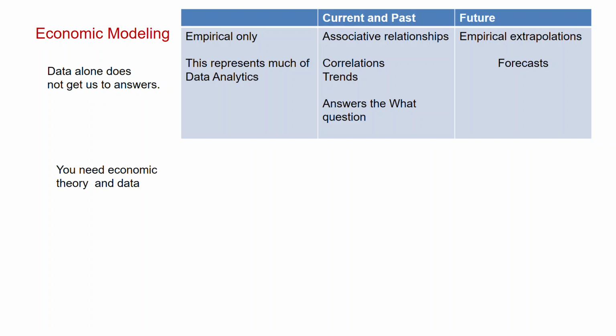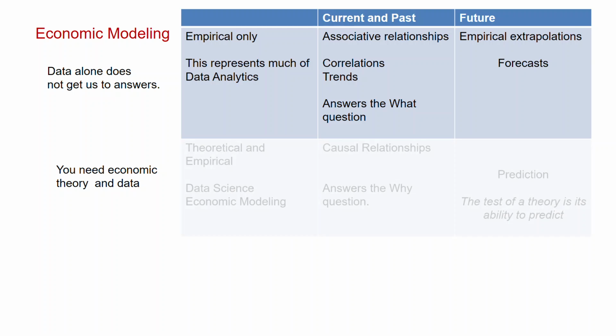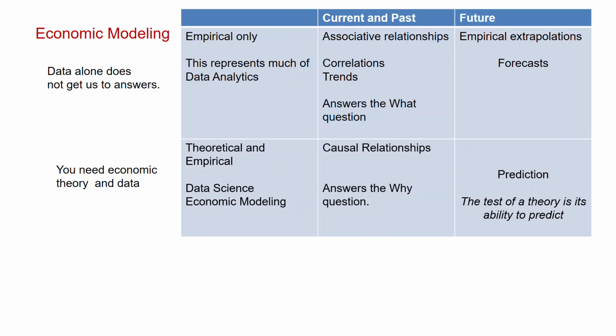So you need economic theory and data. And when you get that, now you're into what I consider good data science. A lot of people use data science and they don't include what I'm talking about here. But good data science, good economic modeling, you have economic theory, and you have your data. You're looking for causal relationships. You're trying to answer the why question. And in the future, what you can do is predict.